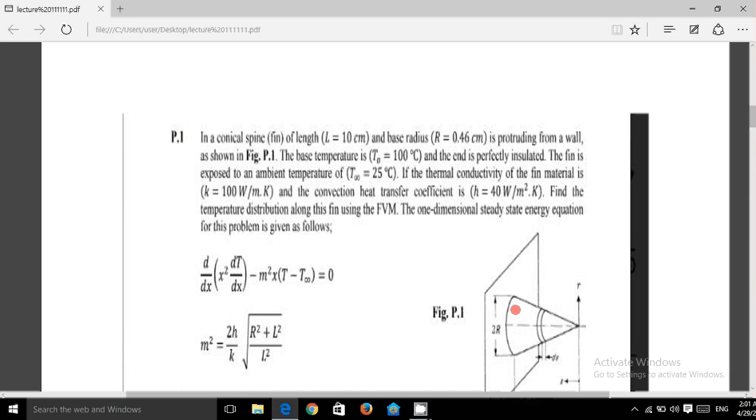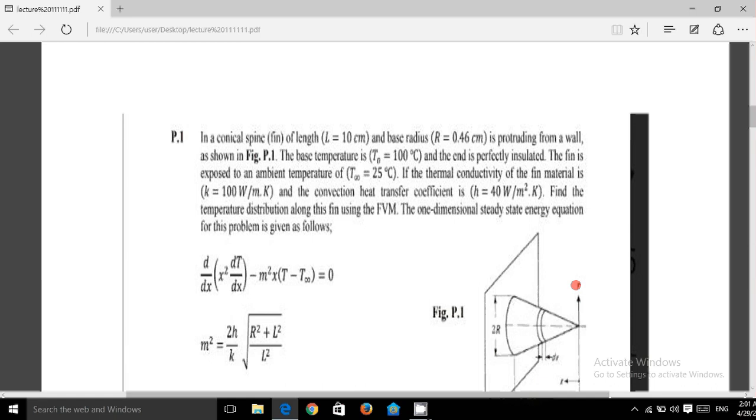When he says the end is perfectly insulated, he means dT over dx is equal to 0. The fin is exposed to an ambient temperature equal to 25. If the thermal conductivity of the fin material is equal to 100 and the convection heat transfer coefficient is equal to 40, find the temperature distribution along this fin using the finite volume method.